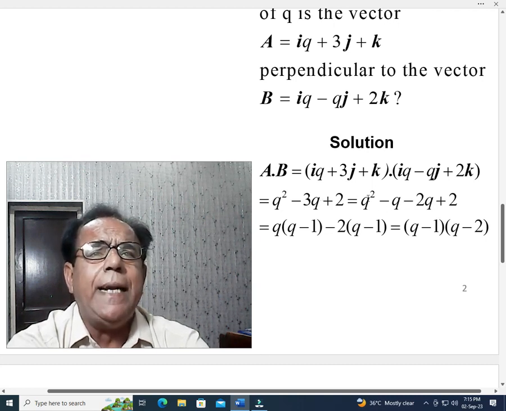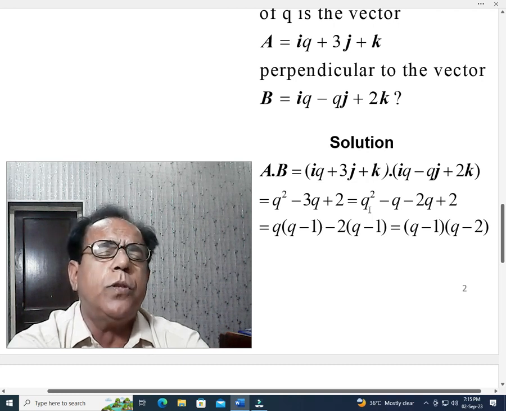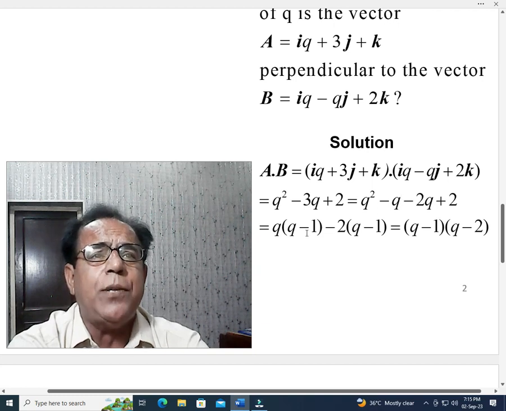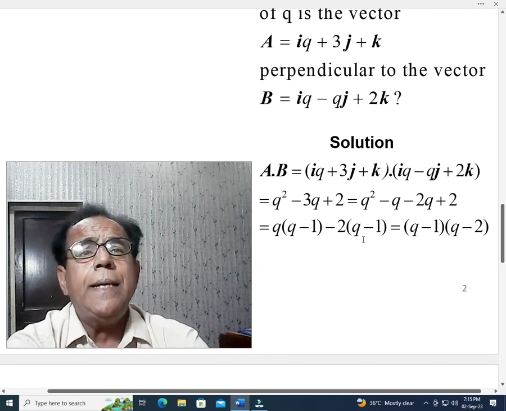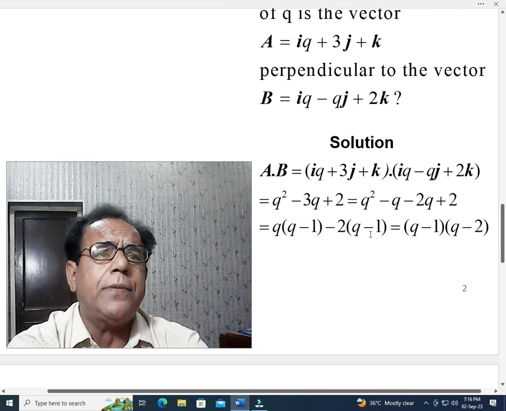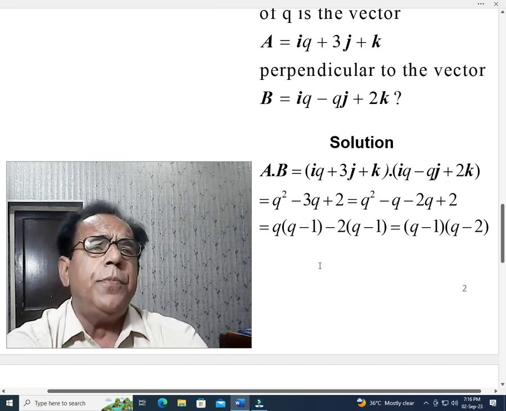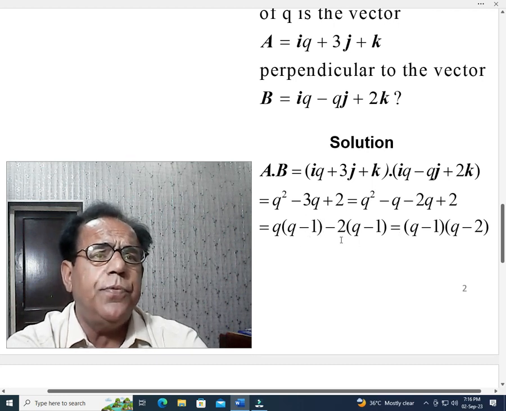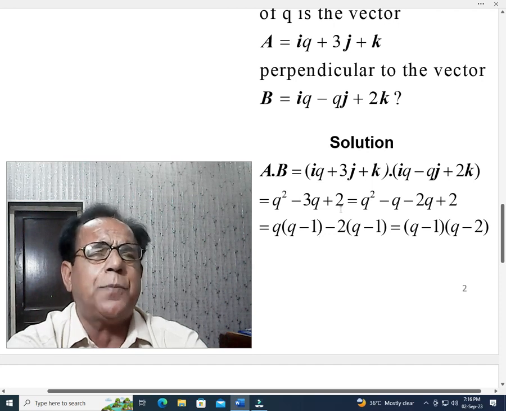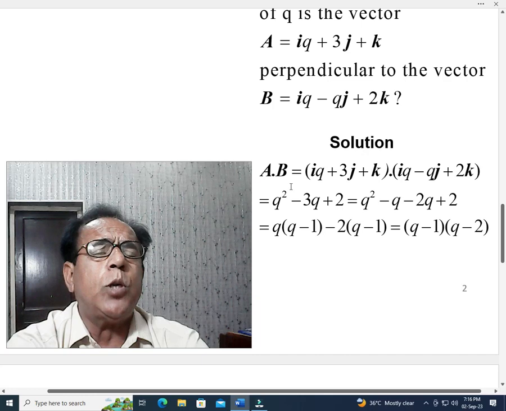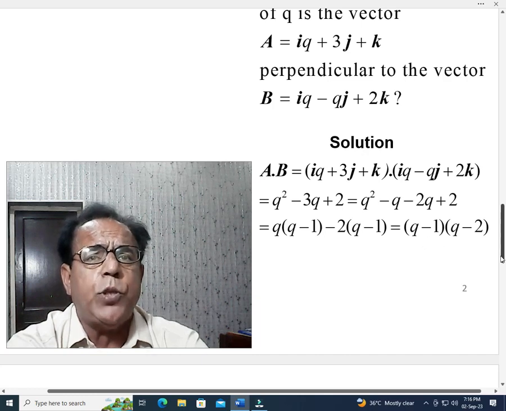In this way we can take q common from these two terms, and hence within the bracket we will get q minus 1. Minus, here we can take 2 as common, and hence inside the bracket we will get q minus 1. Now we will take q minus 1 as common from these two terms of the expression. So q minus 1 into q minus 2. So a dot b becomes equal to q minus 1 into q minus 2.